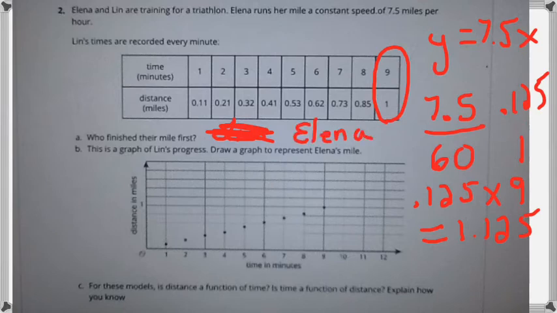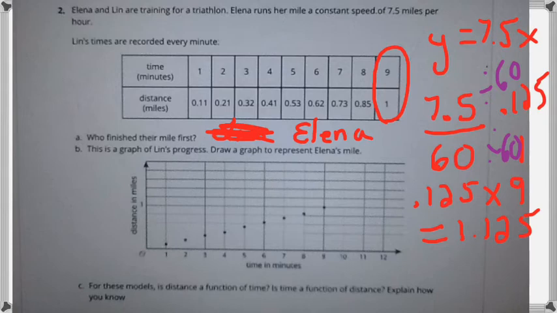Make sure that you have the work for how I converted the 7.5 miles an hour. I divided by 60 here, and I divided by 60 here, because there's 60 minutes in an hour. I also just wanted to see, since I know that in 9 minutes Lynn could do 1 mile, how far Elena would be. Elena would go about 1 and 13 hundredths, while Lynn is only at exactly 1 mile in 9 minutes.